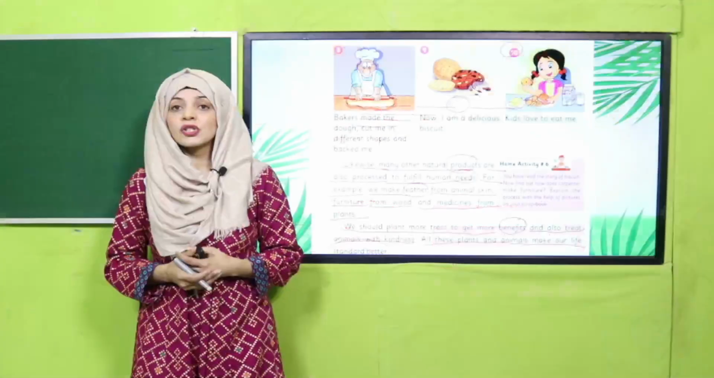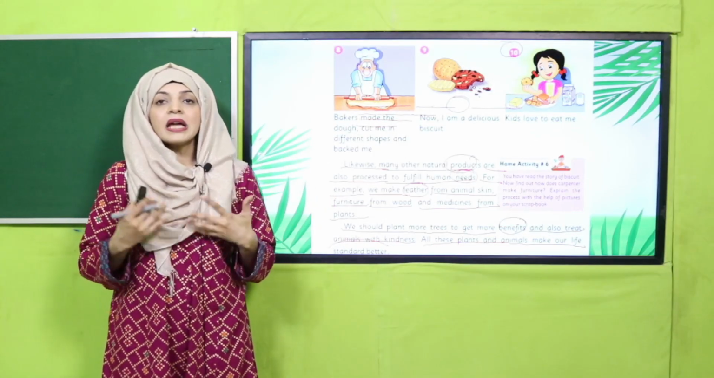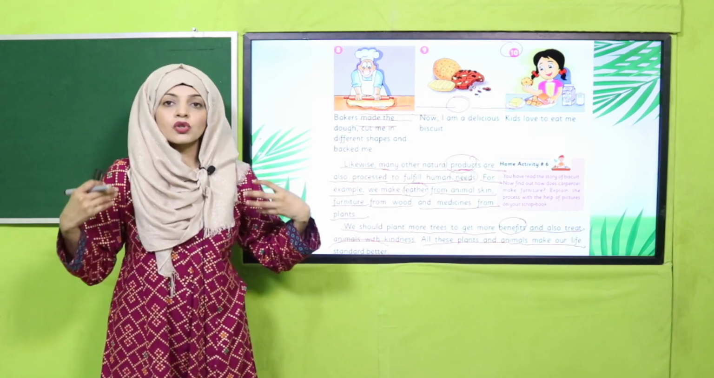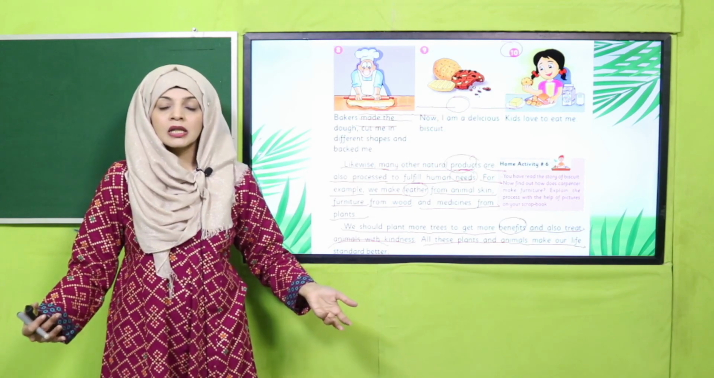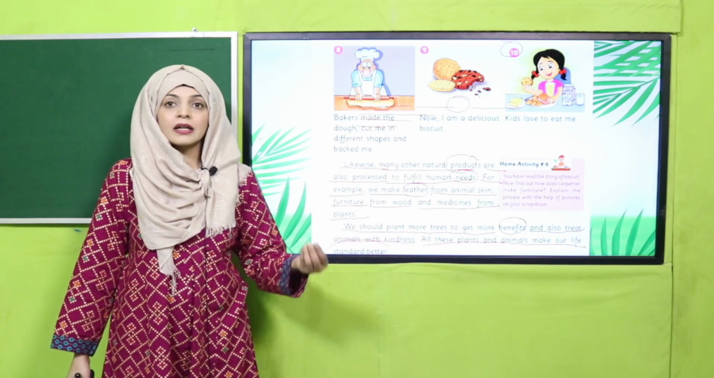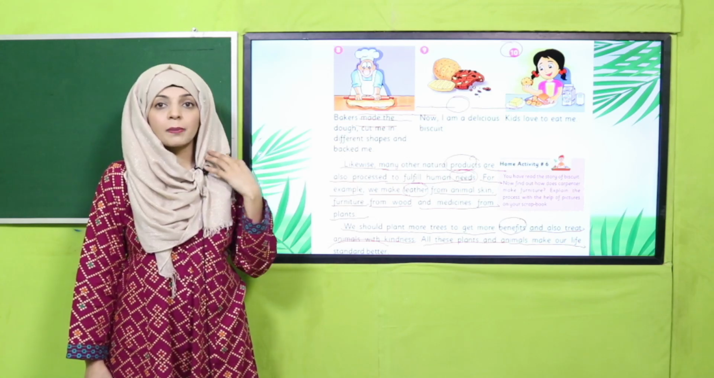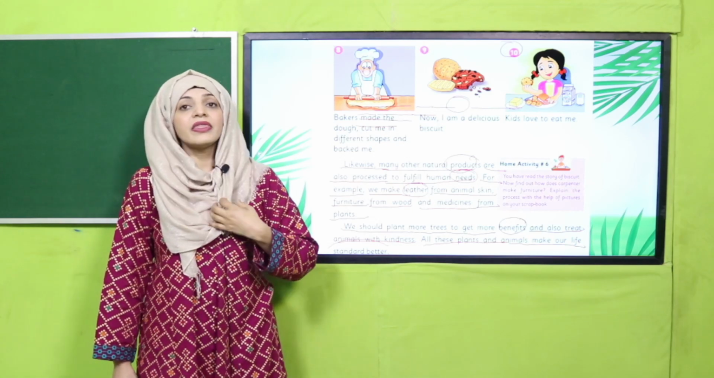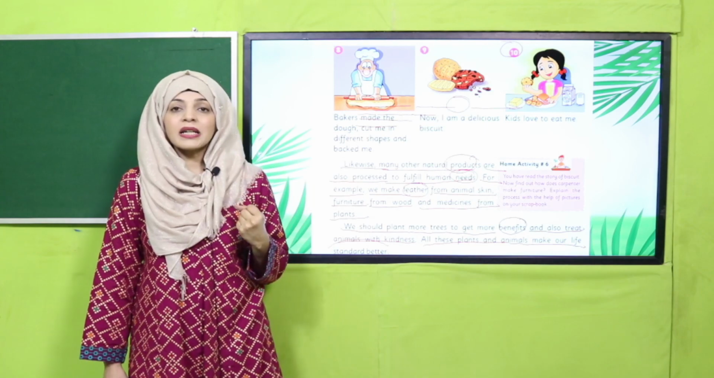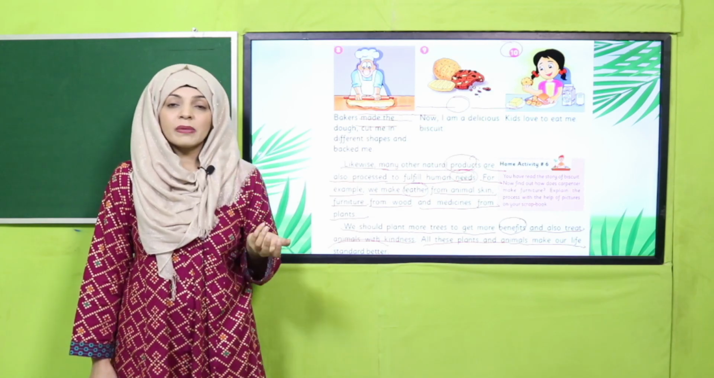So my dear students, here you can see that different products are made from natural resources. The clothes you are wearing are made from cotton. The shoes that you wear are made from leather that comes from animal skin, and the medicines we eat, which help us get better when we are sick, come from plants. So my dear students, all these natural resources are extremely beneficial for us.